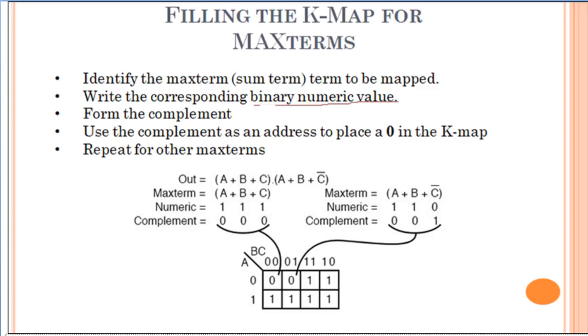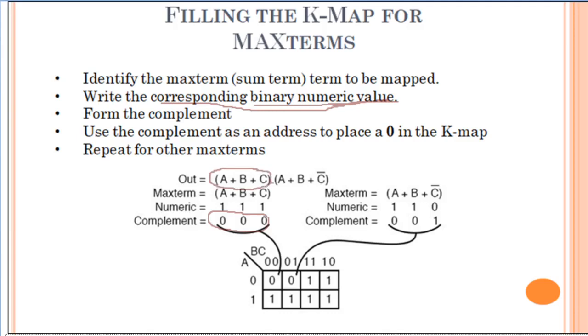Clear? Now write the corresponding binary numeric value, that means 1 1 1. These variables are without complement, so we write 1 1 1. Now form the complement. The complement of these values 1 1 1 will be 0 0 0. That means this will become the address for that particular term.